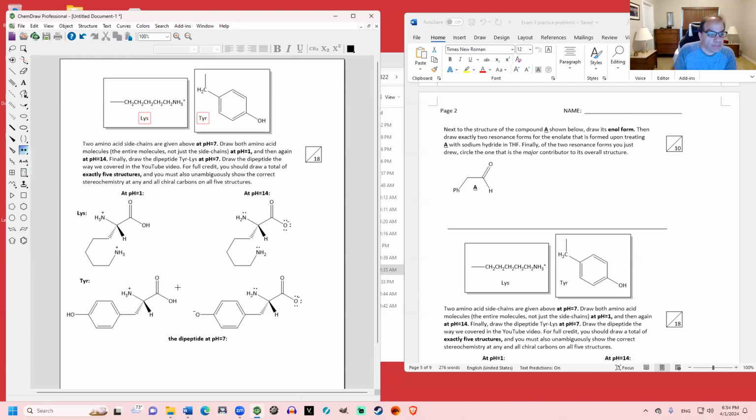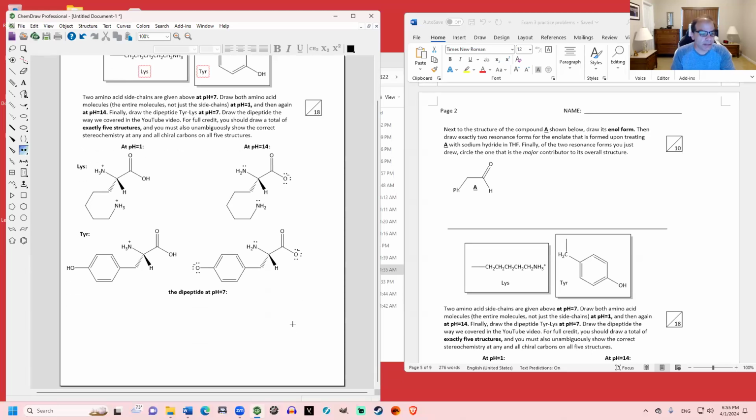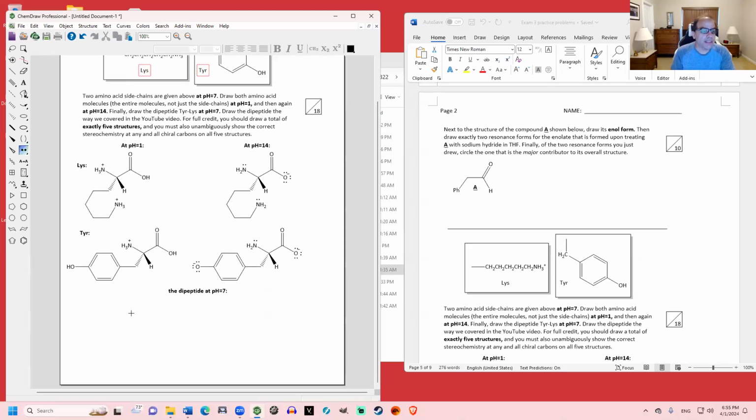Now, if instead of tyrosine, we had an amino acid with an aliphatic alcohol, with an alkyl type alcohol, like serine, like threonine, those OH groups will not be deprotonated at pH 14. And we can give an example later.